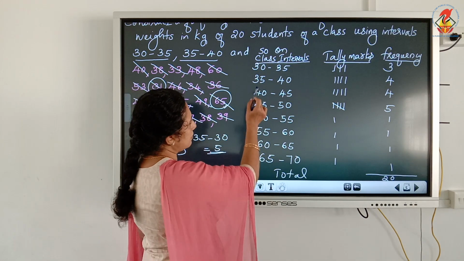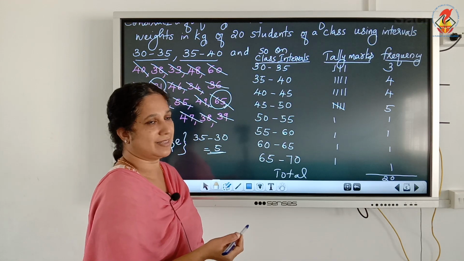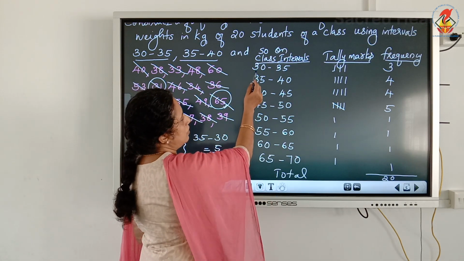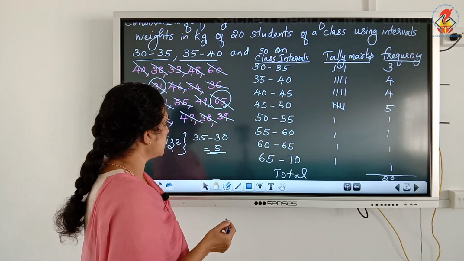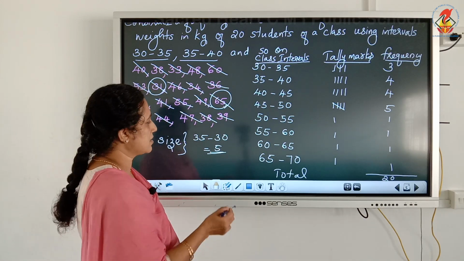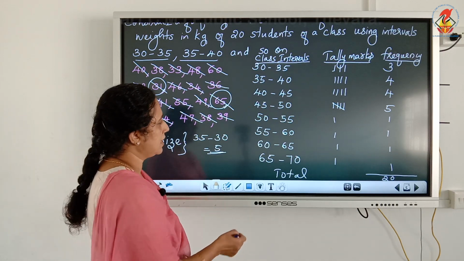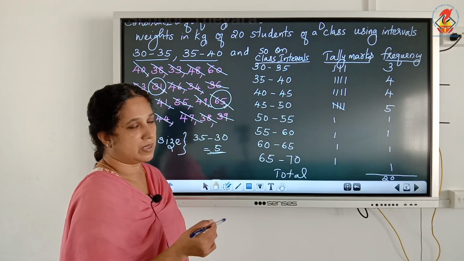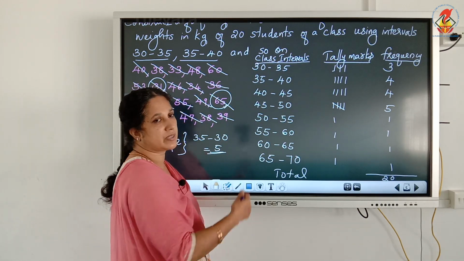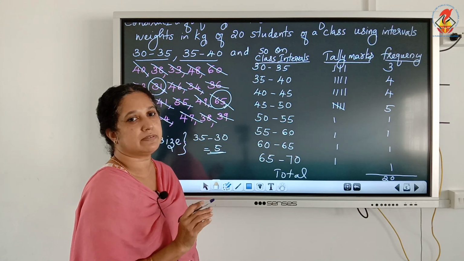The frequency of the class interval 30 to 35 is 3. 30 is the lower class limit and 35 is the upper class limit. The size of the class interval is the upper class limit minus the lower class limit, which is 5. Once you select the size, for each class interval the same size should remain.